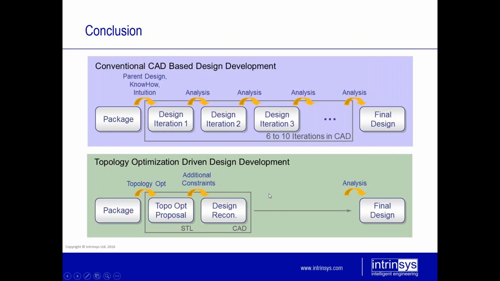And also we have saved time by not doing a lot of analysis and iteration in CAD in order to find the final design. So it could be from 6 to 10 iterations to find the last and final design, compared to topology, where we are just doing the topology optimization and adding constraints and then reconstructing the part in the CAD tool. And the final analysis to check if our final design is suitable for our specifications.